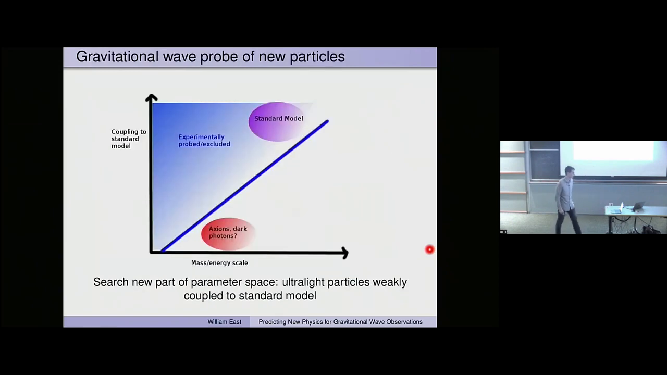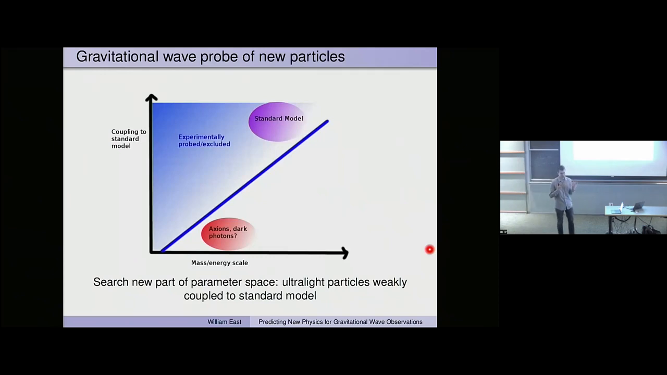So in my remaining time, I just want to briefly discuss another way we can probe new physics, and that's looking for ultralight bosons with black holes. Normally when we think of looking for new particles, we think of something like the Large Hadron Collider. We go to higher energies. We look for more massive particles that are strongly coupled to the standard model. But it's interesting to think about the complementary part of parameter space, where we have particles that are ultralight, but very weakly coupled to the standard model. So this would be things like the QCD axion or dark photons or other kinds of dark matter.